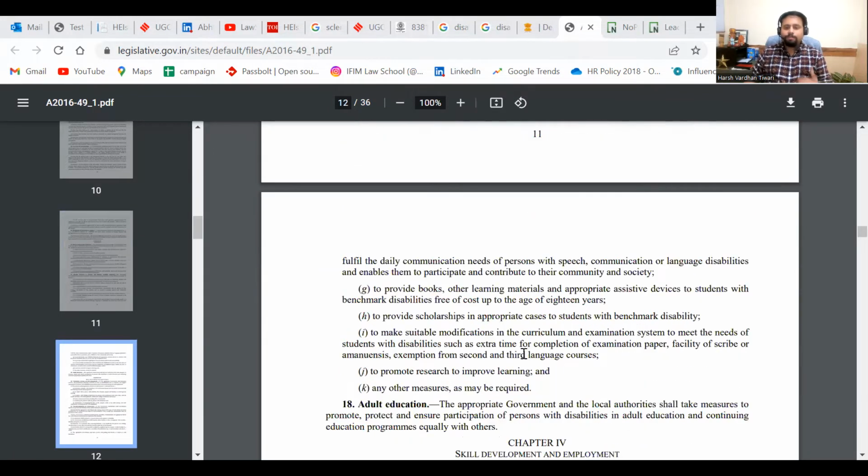And to make suitable modifications in the curriculum and examination system to meet the needs of students with disability, promote research on this aspect, and in fact, adult education should also be provided to students with disability. So that's what this chapter calls for: what kind of special measures should be taken to ensure that students who are disabled also get equal opportunity to study in India, whether it is school education or higher education. And we are talking about this today.